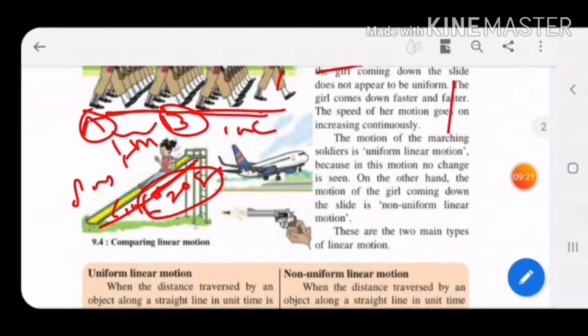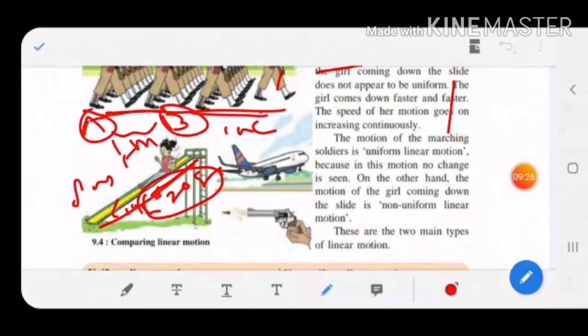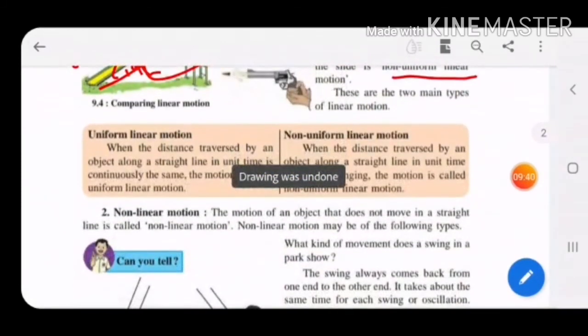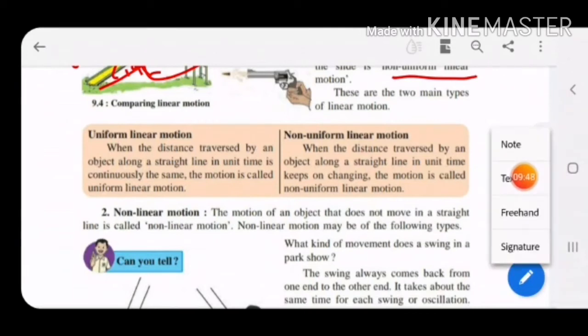So the motion of the marching soldiers is uniform linear motion because in this motion no change is seen. On the other hand, the motion of the girl coming down is which type of motion? Non-uniform linear motion. So these are the two main types of linear motion. Its definition is given here, very important. Uniform linear motion: when the distance traversed by an object along a straight line in unit time is continuously the same. Here what happened, children?